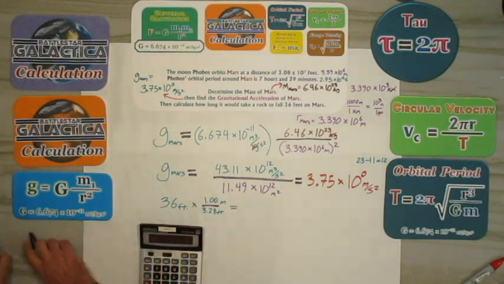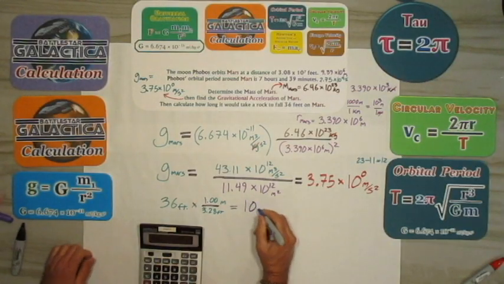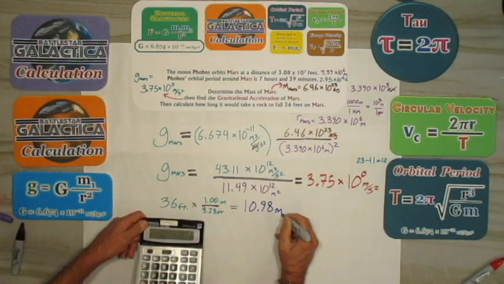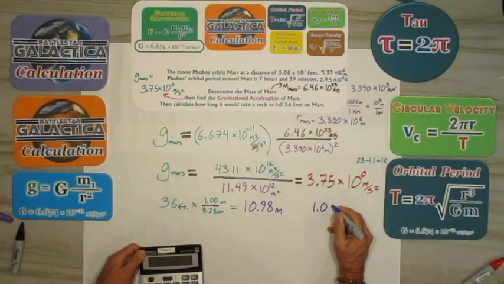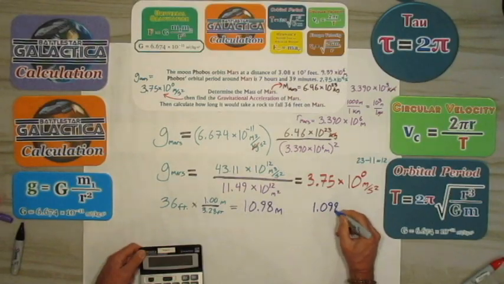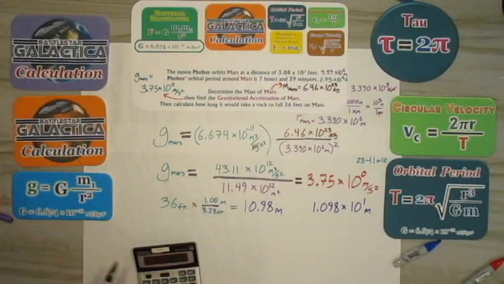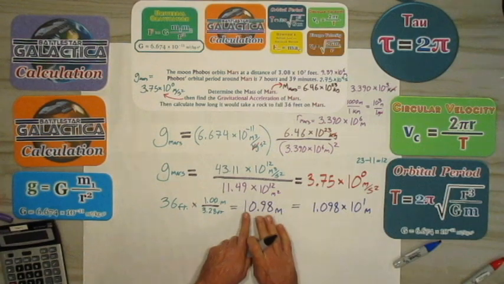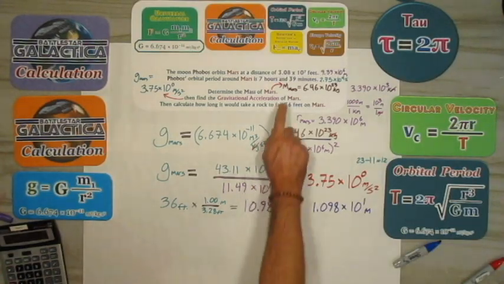10.98 meters. Okay, if I want to put that in scientific notation, I think I'll keep the 98 though. 0.98 times 10 to the first meters, if I wanted to put that in scientific notation. But I think I'll just go ahead and use this one when I'm dividing, okay? So that is the height we want it to fall.